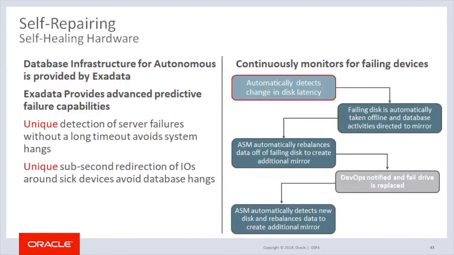Exadata not only continuously monitors for failing devices, it also provides redundant database servers that provide active, highly available clustered servers, hot swappable power supplies and fans, redundant power distribution units, redundant storage grids that provide data mirrored across storage servers, and redundant non-blocking I/O paths, and redundant networks that include redundant IB connections and switches.